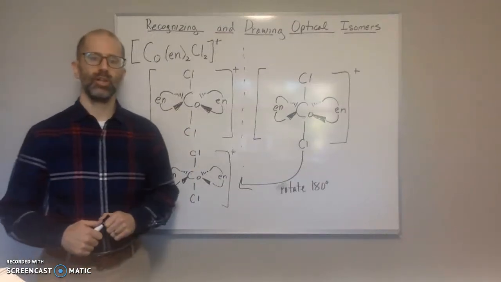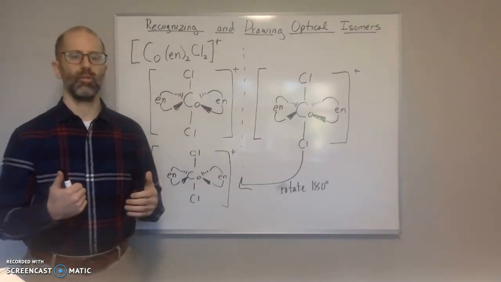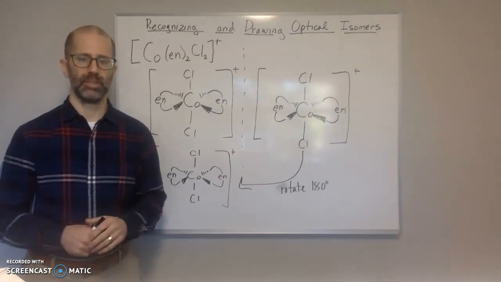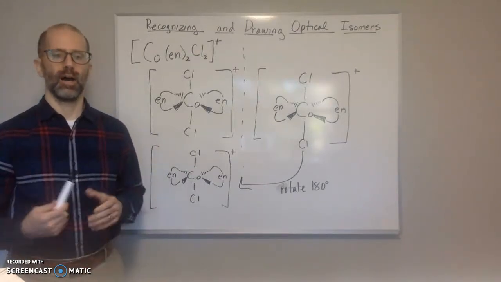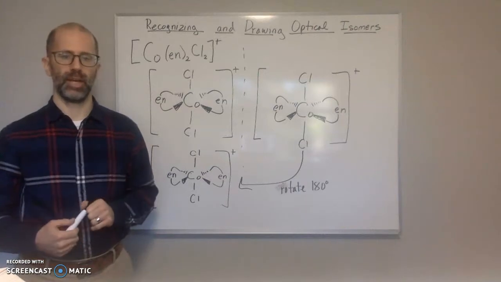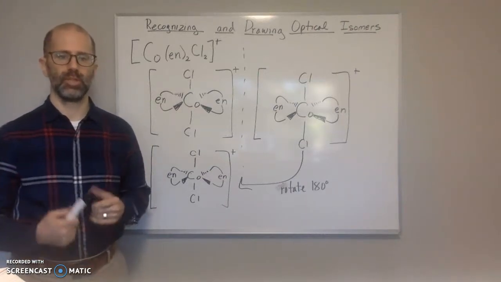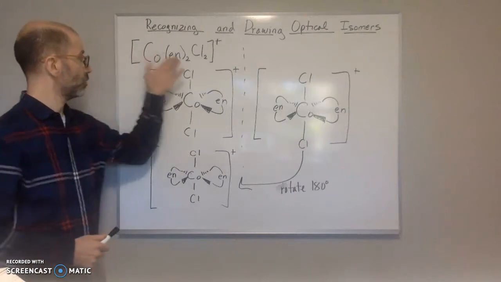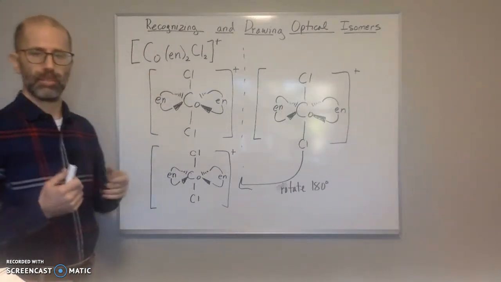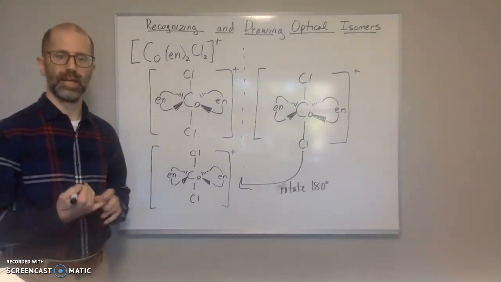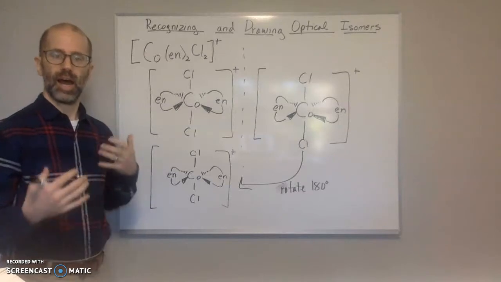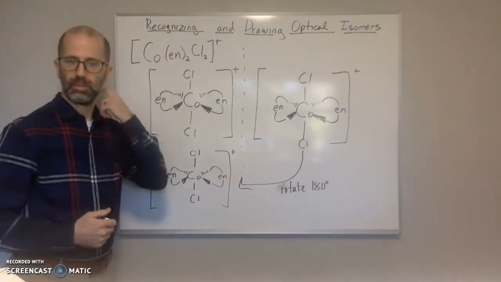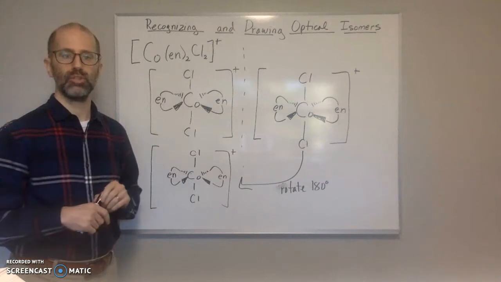My name is Mr. Cobalt, and in this video we're going to go over how to recognize and draw your optical isomers. We're going to use an example that I used in another video when we're talking about isomers of coordination complexes. So here we're going to look at both the cis and the trans isomers to see if they are optical isomers or not. If they are optical isomers, that means they are not going to be superimposable.